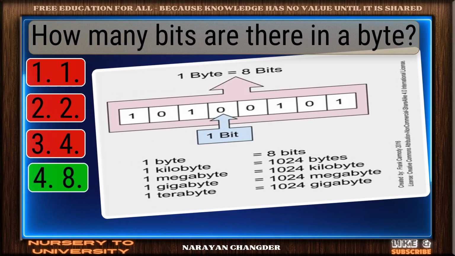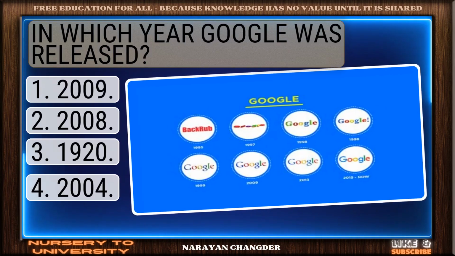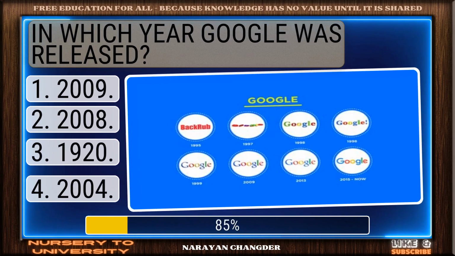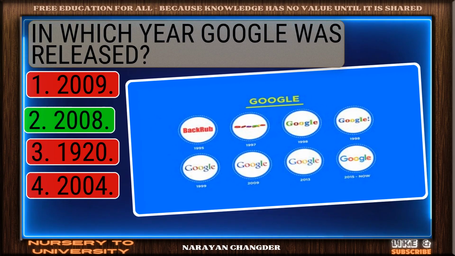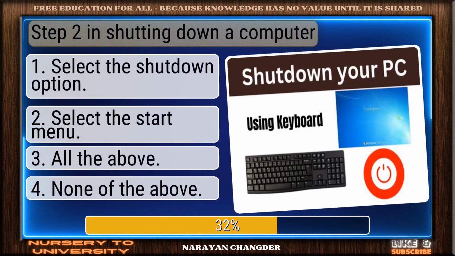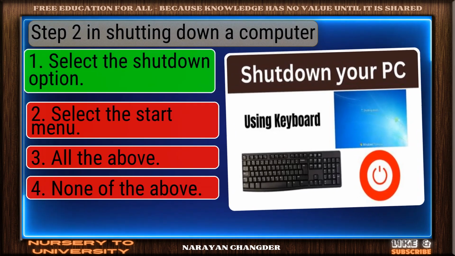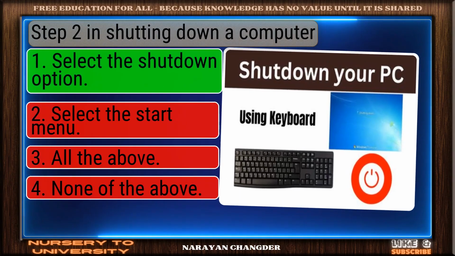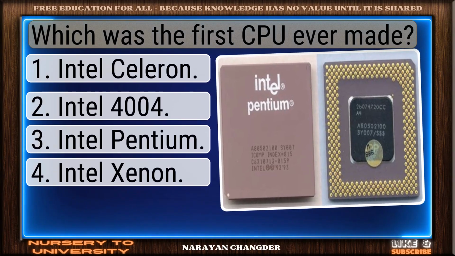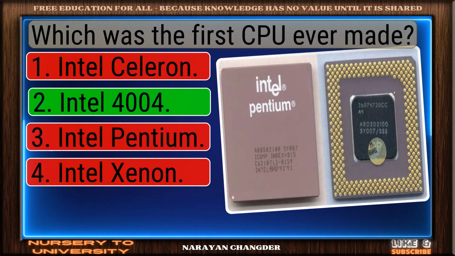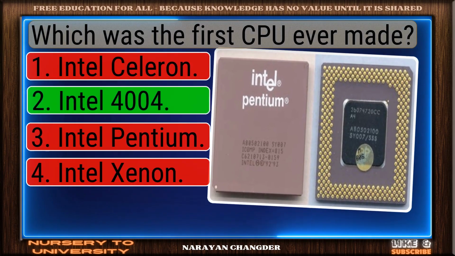Nice selection. 8 is correct. In which year was Google released? 2008 fits perfectly. Step 2 in shutting down a computer. Sharp thinking. Select the shutdown option is right. Which was the first CPU ever made? Valid point. Intel 4004 is true.